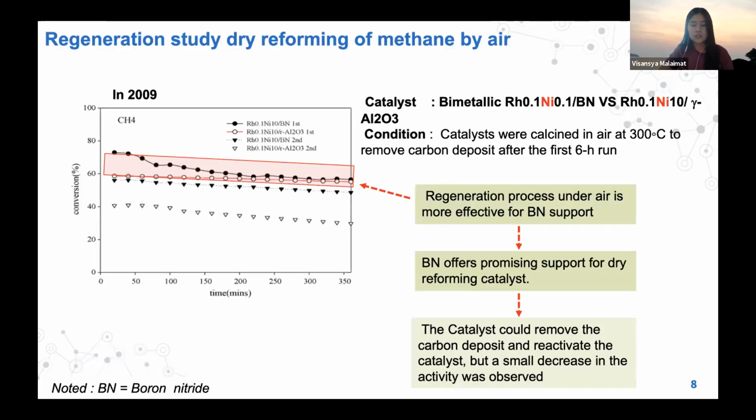Here is the regeneration study by air. The catalyst used was bimetallic rhodium-nickel supported on boron nitride, compared with rhodium-nickel supported on gamma alumina oxide. Catalysts were calcined in air at 300 degrees Celsius to remove carbon deposits. The results show that the activity of the boron nitride support was higher than the gamma alumina support. So boron nitride is suitable for dry reforming of methane and the catalyst could remove the carbon formation.